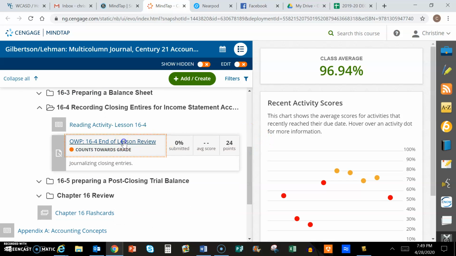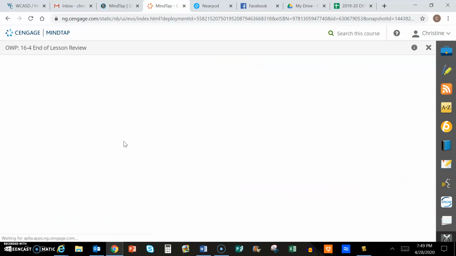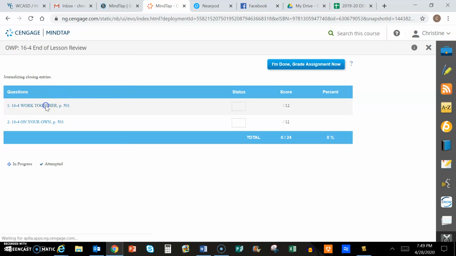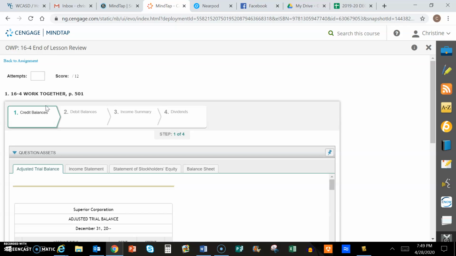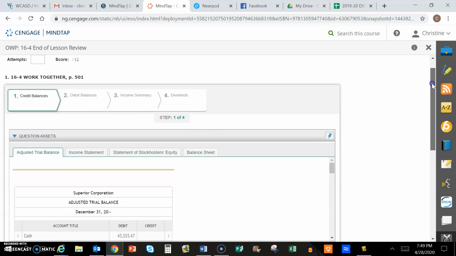Let's go to the OWP and then work together. It's going to be broken up into different sections. So for each one of the instructions, we'll do close the credit balances, close the debit balances, and so on.